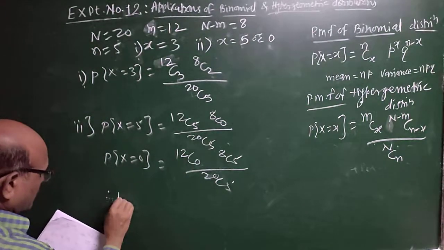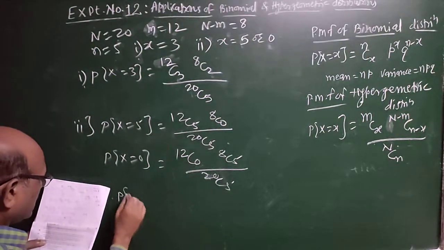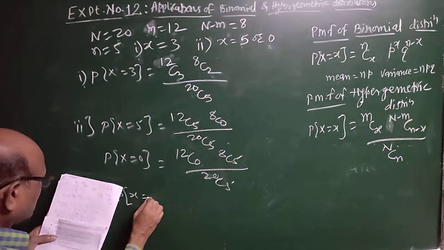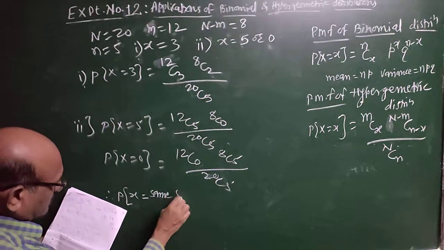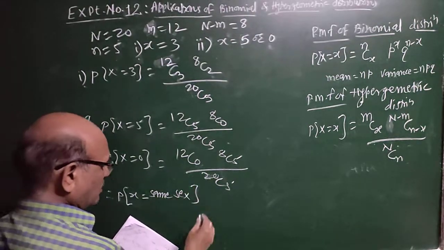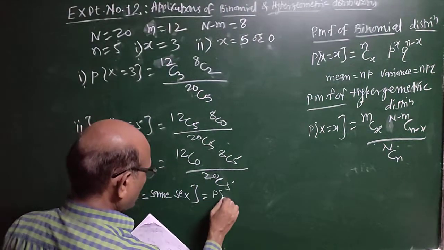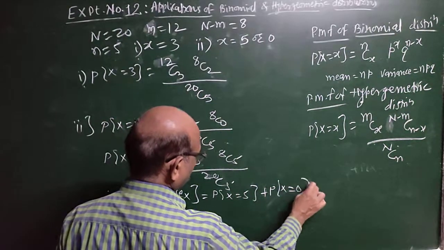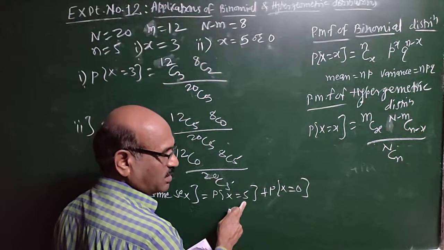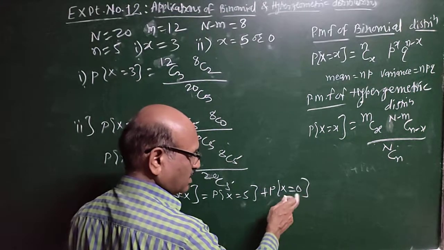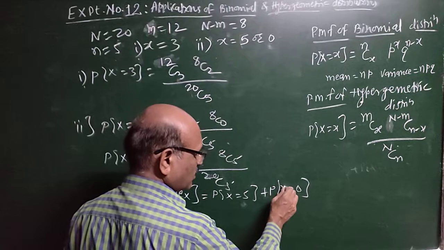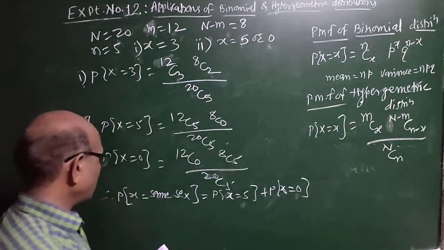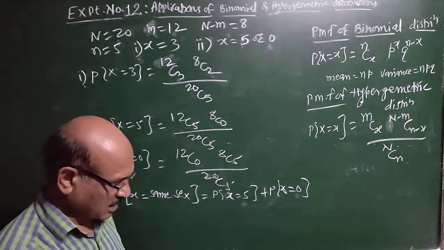So therefore the second part is what? X consists of members of the same sex. Same sex means all are boys or all are girls. So this will be probability X equal to 5 plus probability X equal to 0. Here X denotes the boys, so 5 boys, and 0 boys means 5 girls. So like that you are getting the answer for the second problem.